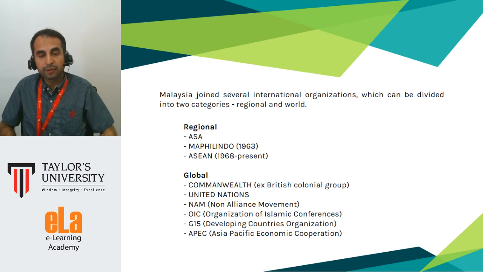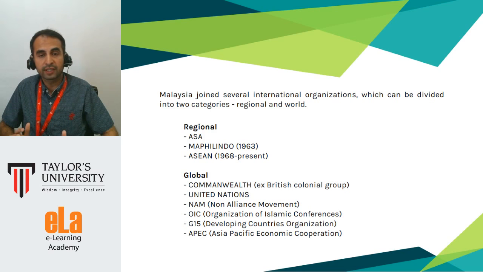Now, besides having diplomatic relationships with other countries, we have also joined several international organizations. These international organizations can be divided into two categories. The first one, we call regional international organizations, and there are a number of regional organizations that have been joined by Malaysia. The first one is known as ASA. The second one, Maphilindo, in 1963. And the third one is ASEAN, which was formed in 1948.